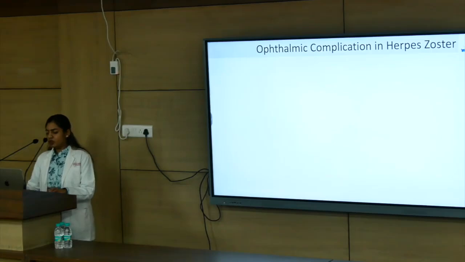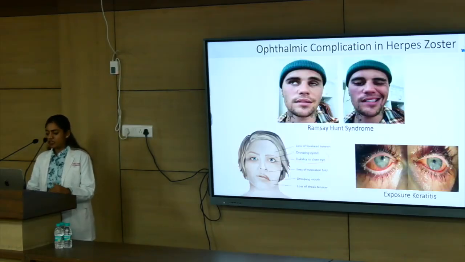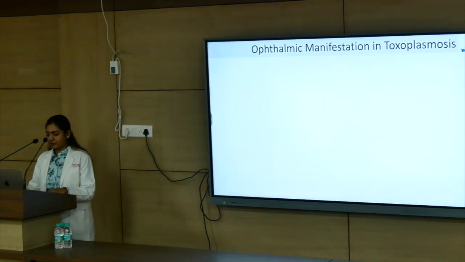A late consequence of herpes zoster ophthalmicus is Ramsay Hunt syndrome. It presents with facial palsy, due to which the seventh nerve is involved. This causes lagophthalmos and exposure keratitis.